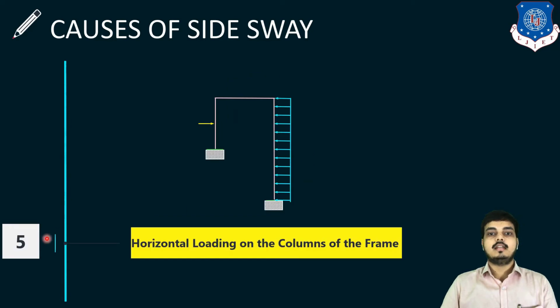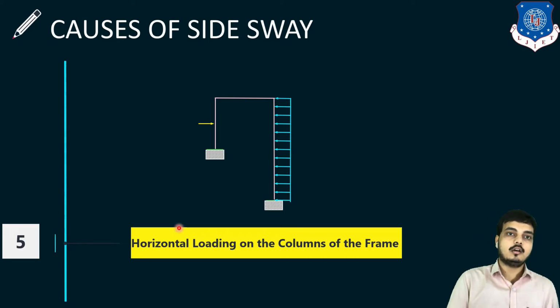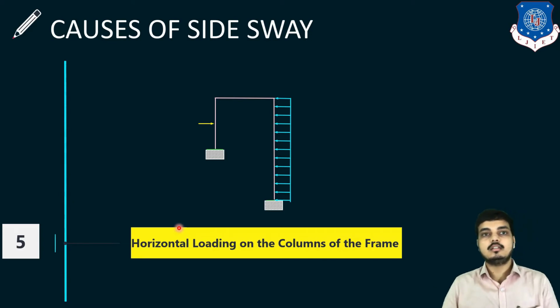Now the next point is horizontal loading on the column of the frame. It is very easy: if a frame has a horizontal loading on the left side, left sway will occur. If it is on the right side, right sway will occur. So ultimately, if there is a loading acting horizontally on the column, that is a condition of sway. In this condition also sway will occur.